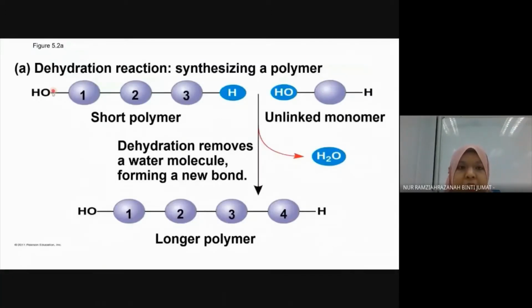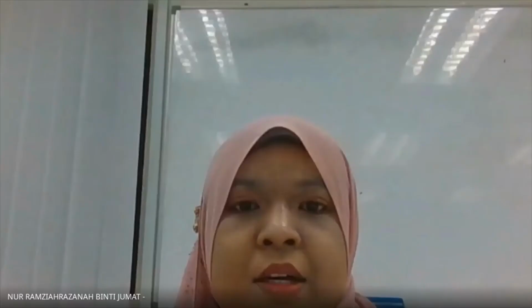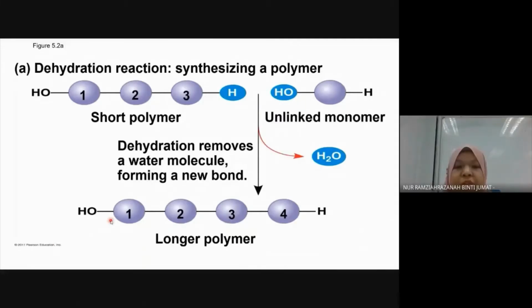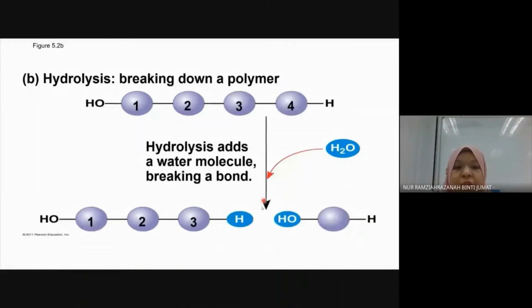So here, dehydration. Remember the dehydration reaction. Through dehydration reaction or condensation, like I mentioned, a water molecule is removed, then you can join the monomers to get the polymer. The opposite, hydrolysis: you add a water molecule, then you can disassemble or break down the polymer.